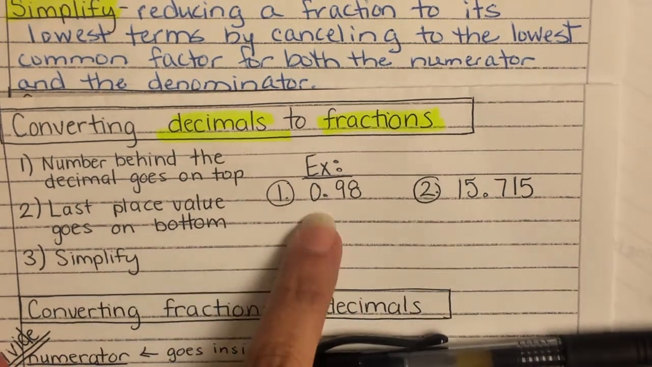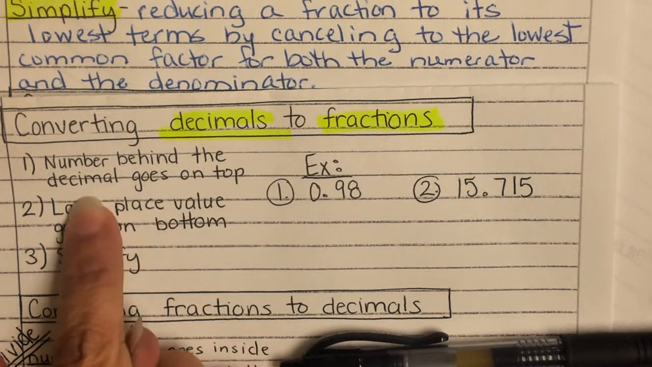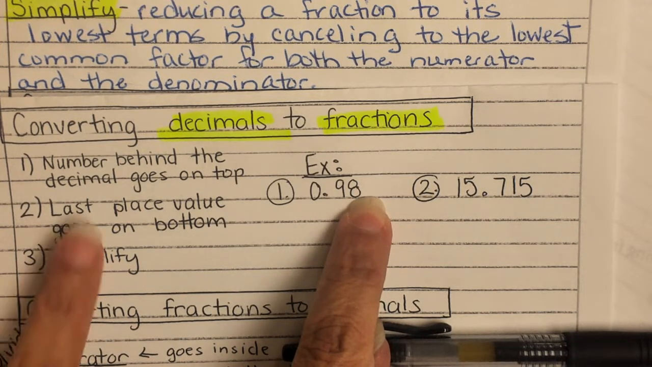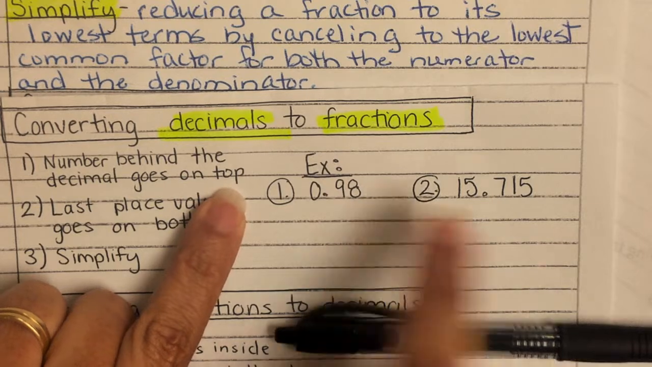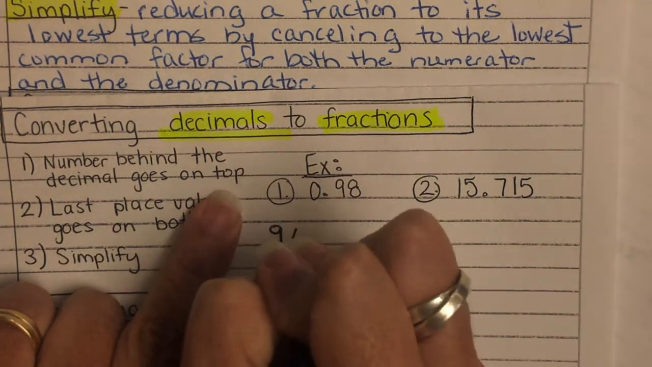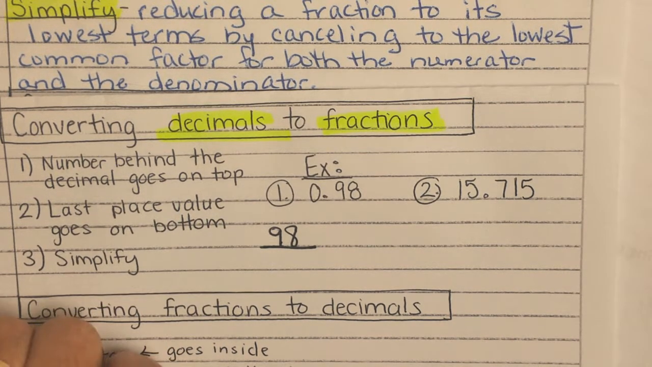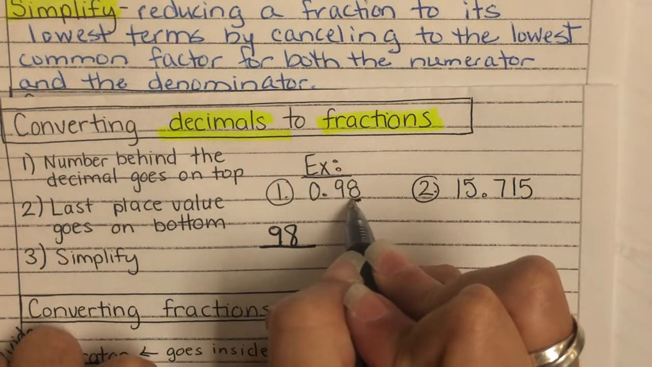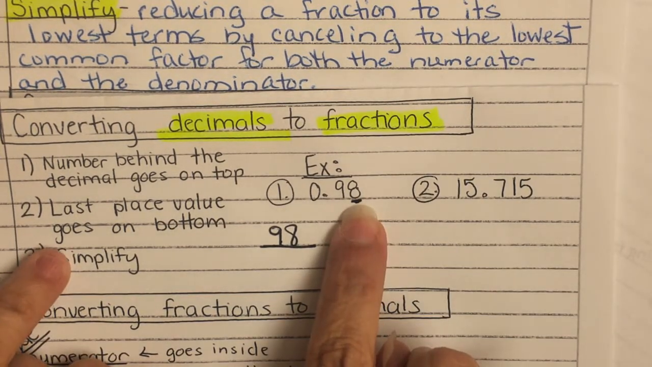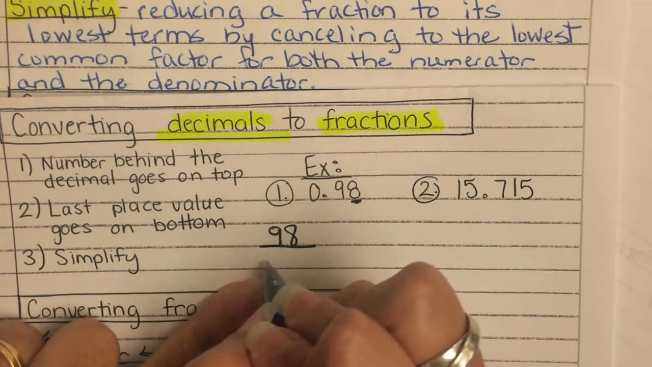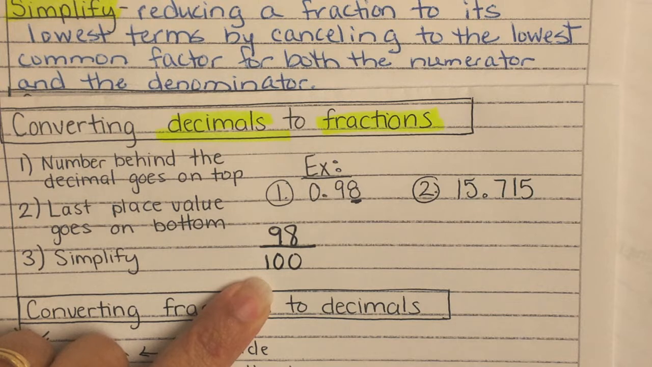Here we go. We're going to look at the number behind the decimal. What is behind it? Meaning that 9 and that 8. We're going to put that on top. So watch, 98 is going to go on top as a fraction. Then you're going to look at the last place value. The last place is an 8 right there. It's going to go on the bottom, but what column is it in? Hundredths. That's what column it's in, and it's going on the bottom. Now it looks like a fraction, doesn't it?